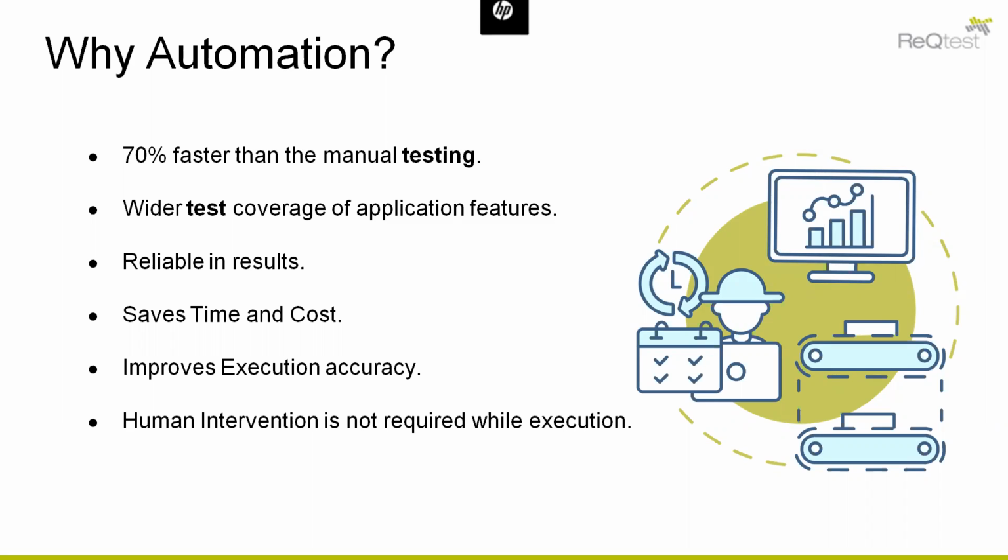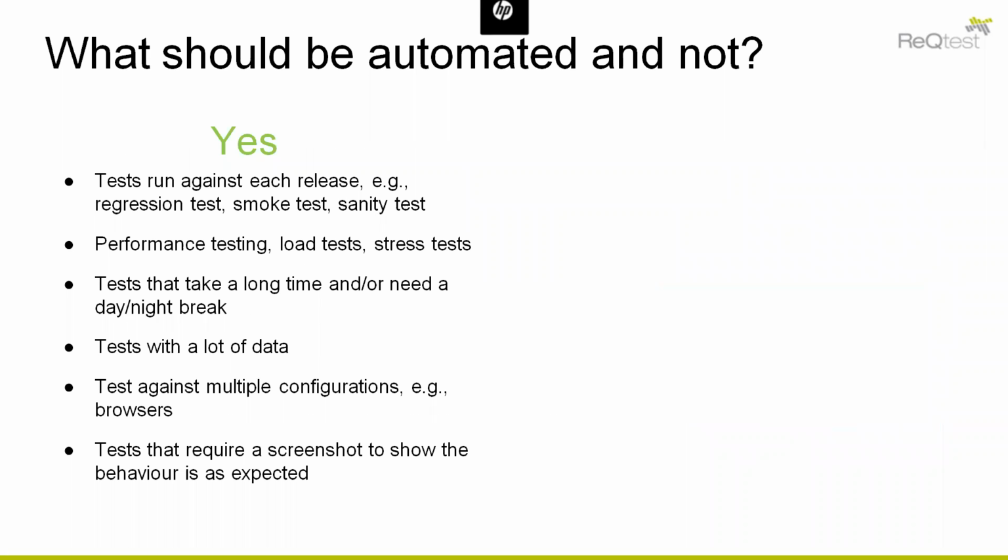So now we have seen some of the advantages and benefits we accomplish if we have automation testing in our project, and why the industry is moving on to automation. Let's discuss what should be automated and what not. Tests that need to be run against every build, such as smoke, sanity, regression, and unit tests, should be automated. Tests measuring the overall performance of the site, like load tests and stress tests, can be automated.